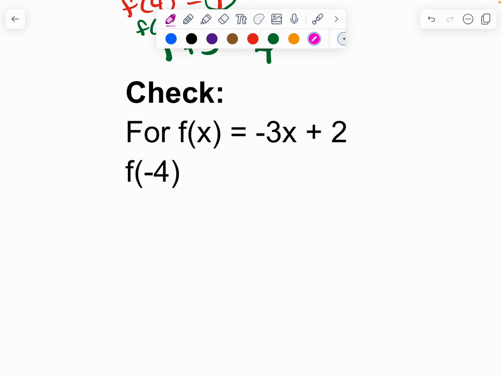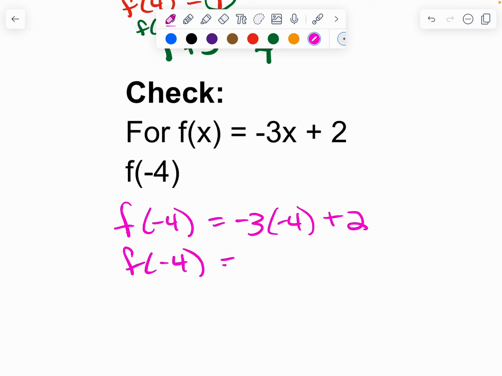So we're going to do the exact same thing, except this time we're going to plug in a negative 4. So f of negative 4 equals negative 3 times negative 4 plus 2. So f of negative 4 equals 12 plus 2. So f of negative 4 is equal to 14.